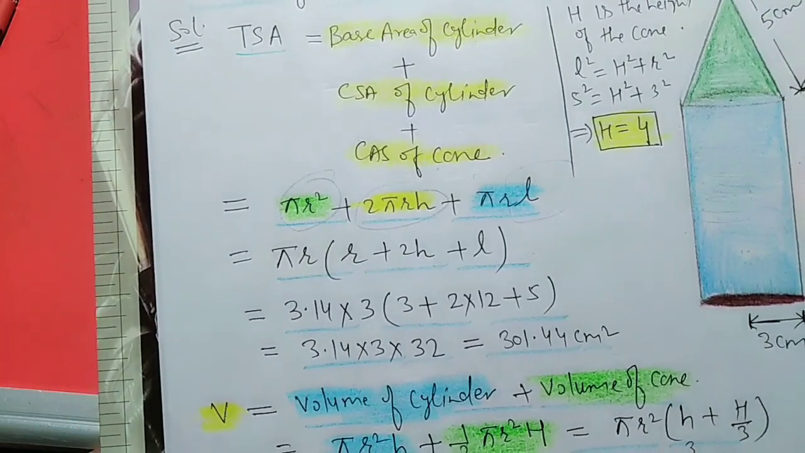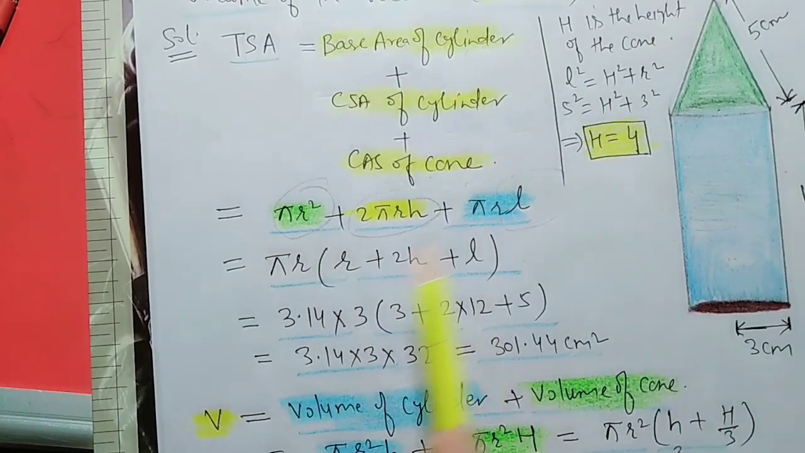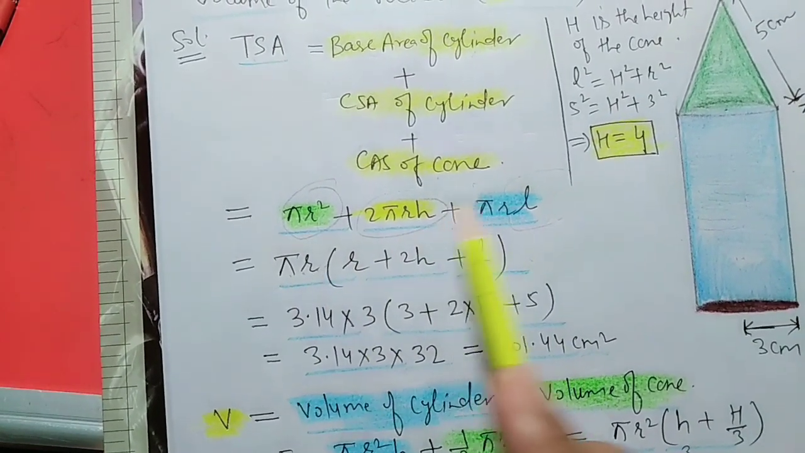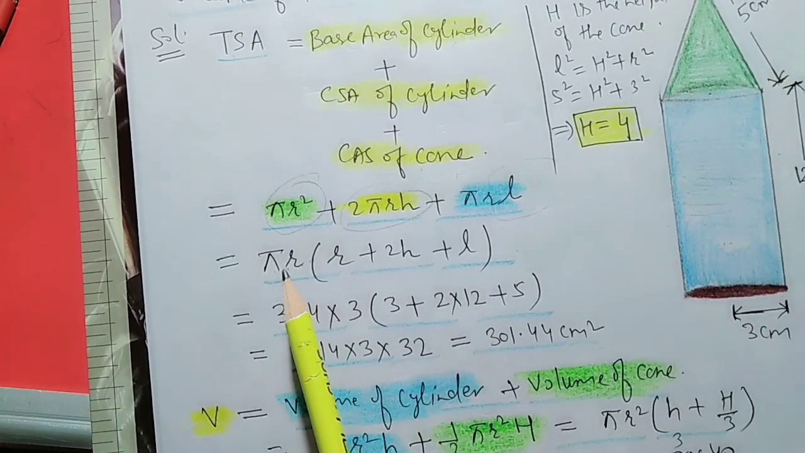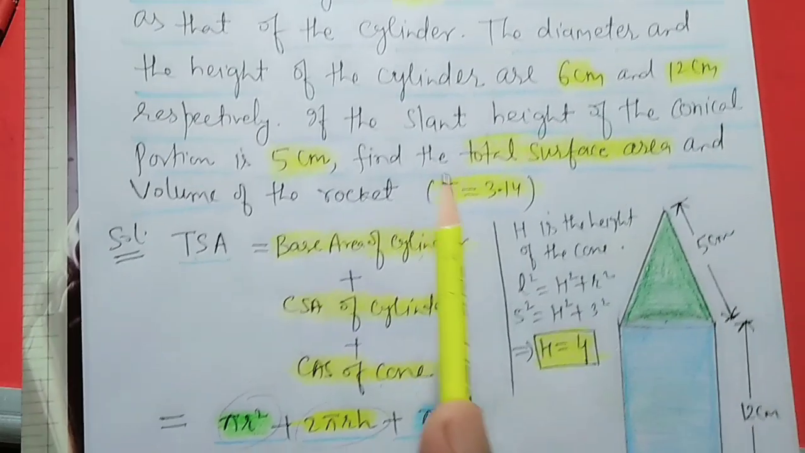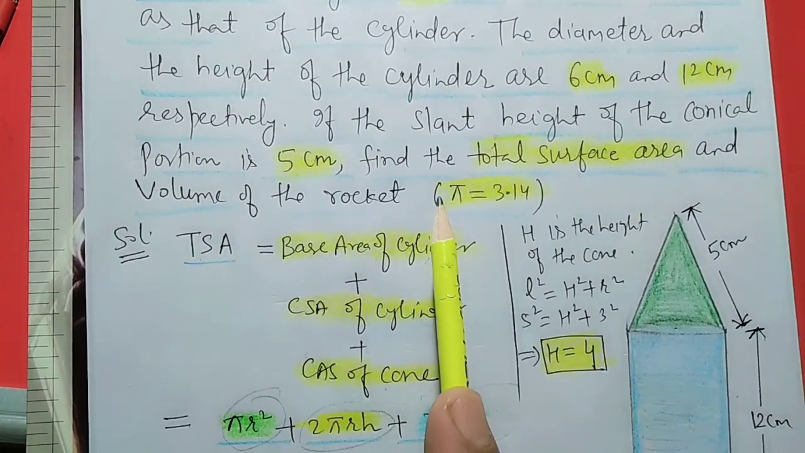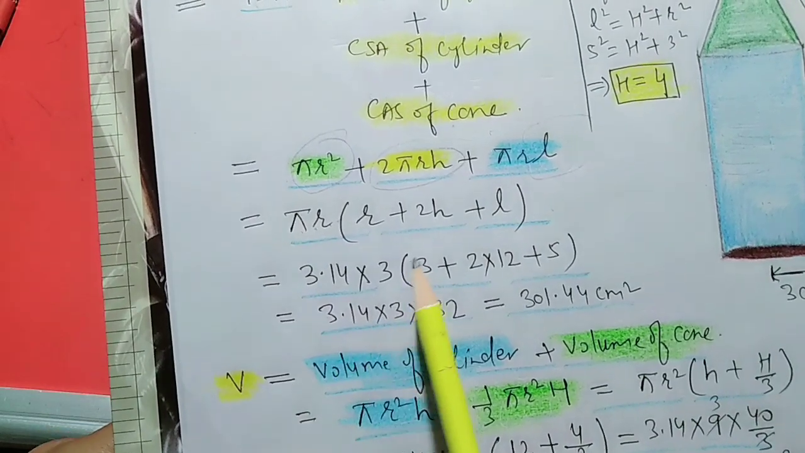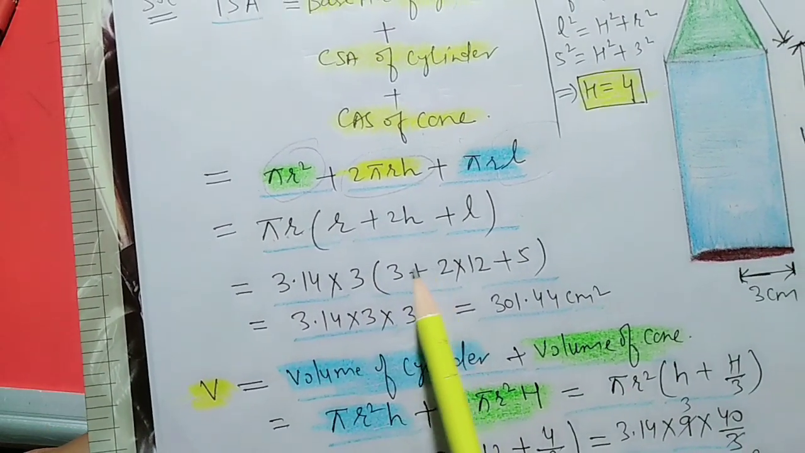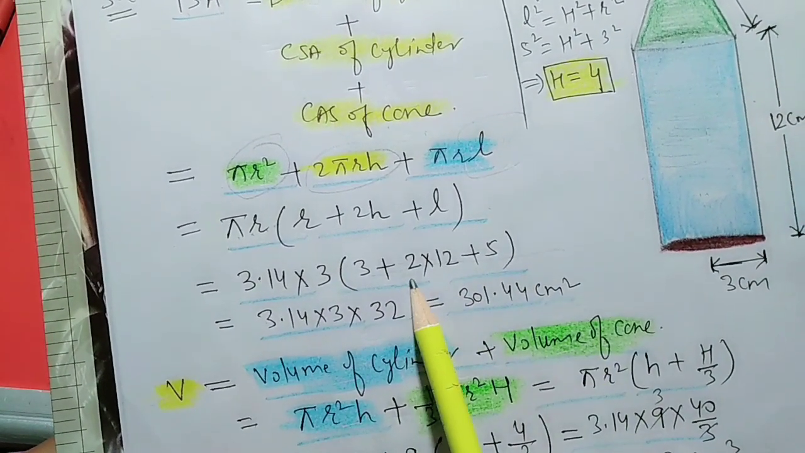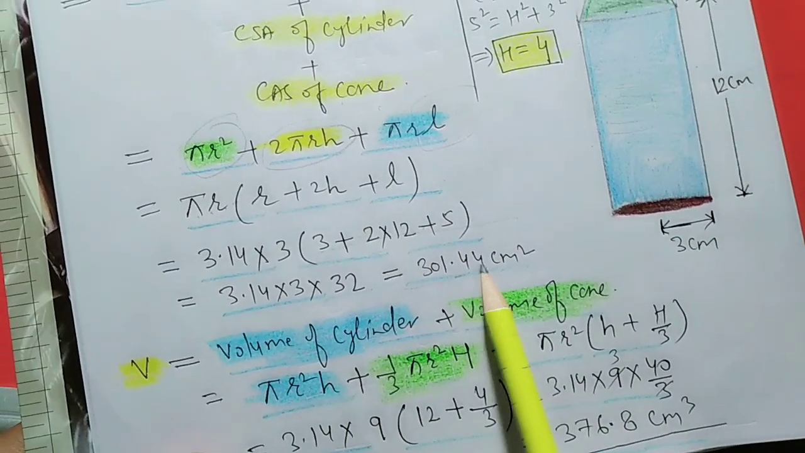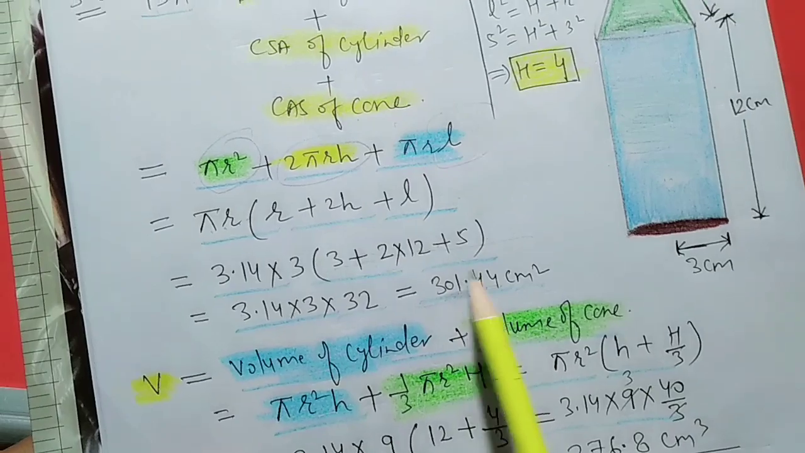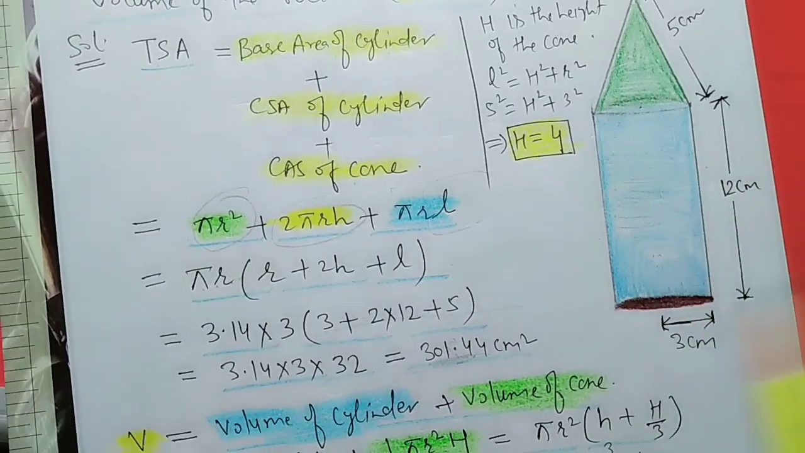And I have told you the technique. Write the formula, then take pi r common. Pi r is common in all 3 terms, so it will reduce calculation. It was already told in the question that pi is to be taken as 3.14. So I am taking pi as 3.14, then the r value 3, then I am substituting all the values, that is r, h and l. So by calculation, this is the total surface area of this solid.